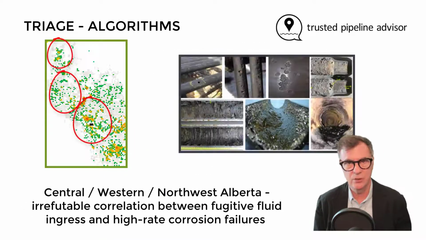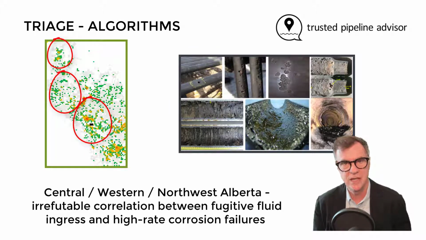Within central, western, and northwestern operating regions, there is a domination of pipeline failure events attributed to detrimental well hydraulics and the uplift of fugitive corrosive fluids that are much more aggressive than the connate reservoir fluids themselves.